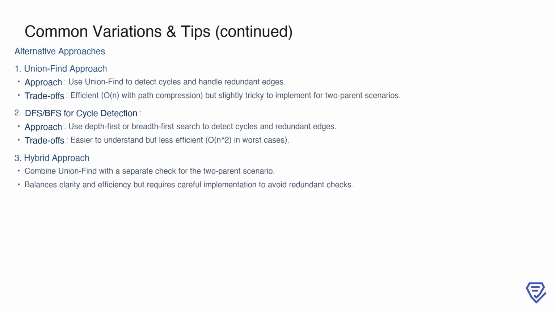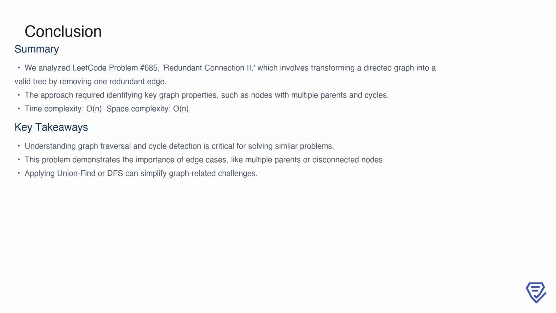For those looking to strike a balance, a hybrid approach can be effective. By combining union find with a separate check for nodes with two parents, you can achieve both clarity and efficiency. However, this approach requires special attention to avoid redundant checks and ensure all edge cases are handled properly. Each of these methods has its place, so choose the one that aligns best with your strengths and the problem's constraints. Great work! We've successfully solved LeetCode problem number 685, Redundant Connection 2.